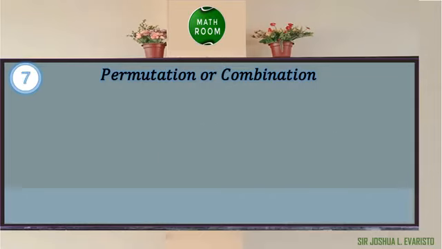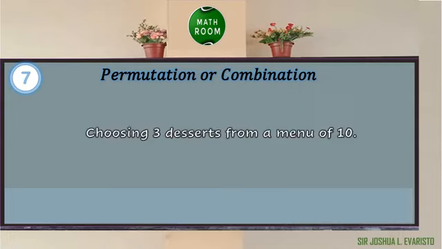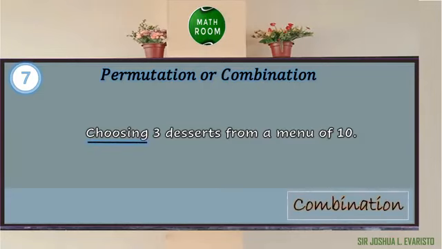Item number 7. Choosing 3 desserts from a menu of 10. The keyword used is choosing, which makes it combination. To solve this, we have combination of 10, 3, since we have a total of 10 and we will choose 3.